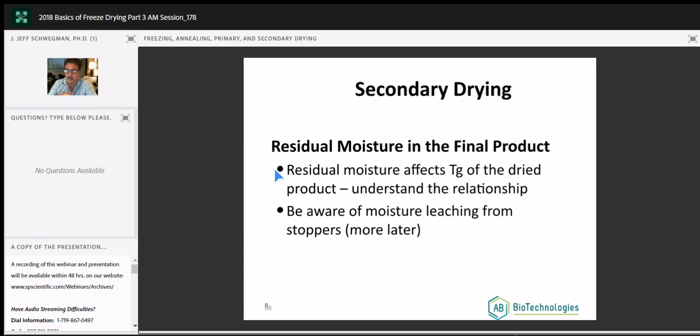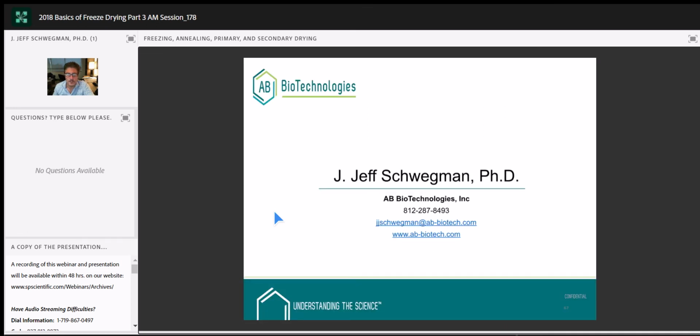The residual moisture affects the glass transition. So in our lab, we can measure the Tg. We go to the dried solids measuring the glass transition. It's now Tg instead of Tg prime. We can also measure that on our DSC. So we measure the moisture content in the Karl Fischer, we put a sample of the dried material in our DSC, and we can measure the Tg. The higher the water vapor, the lower the Tg. Be aware moisture leaching from the stoppers can affect the product. So for a freeze-dried product, make sure you dry your stoppers appropriately.